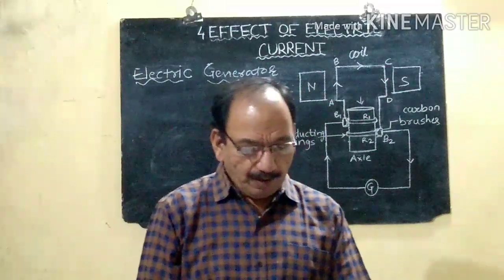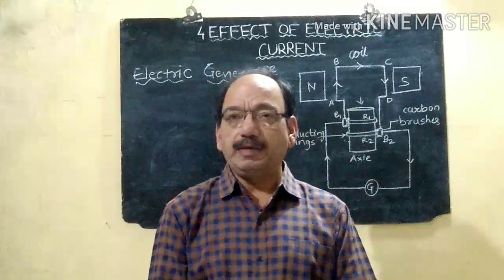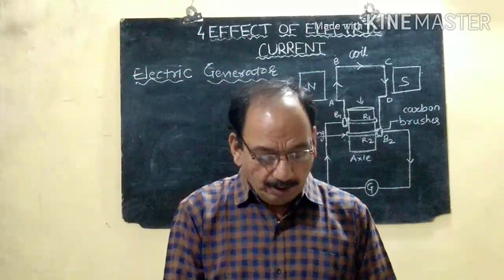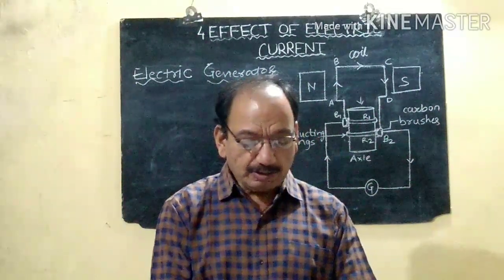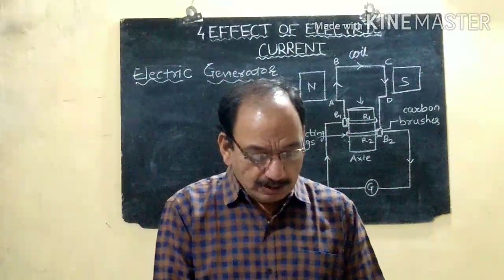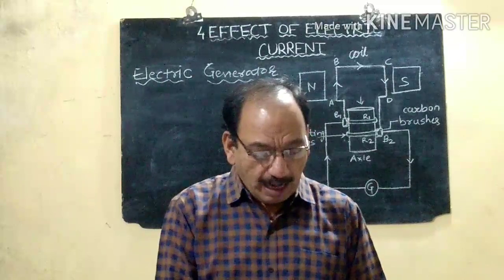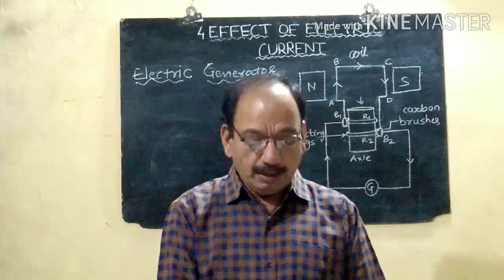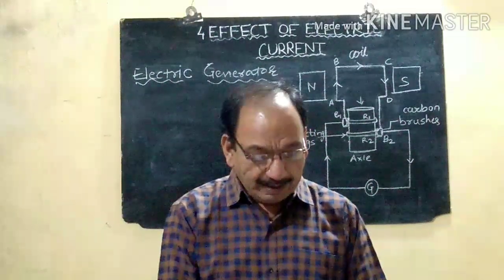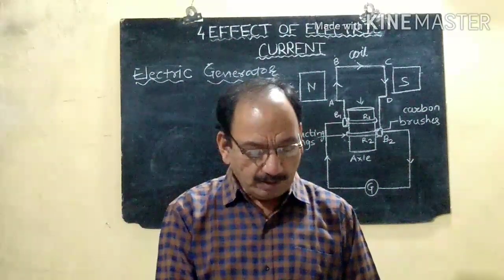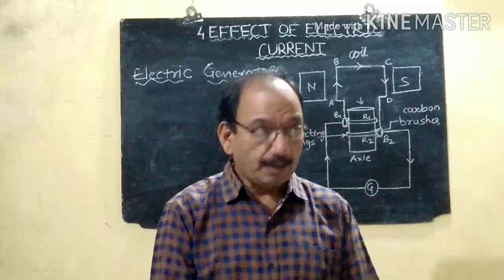Instead of one single loop, a coil consisting of several turns is used. The current of magnitude several times is shown after half rotation. The branch AB takes the place of branch CD, and the branch CD takes the place of branch AB.